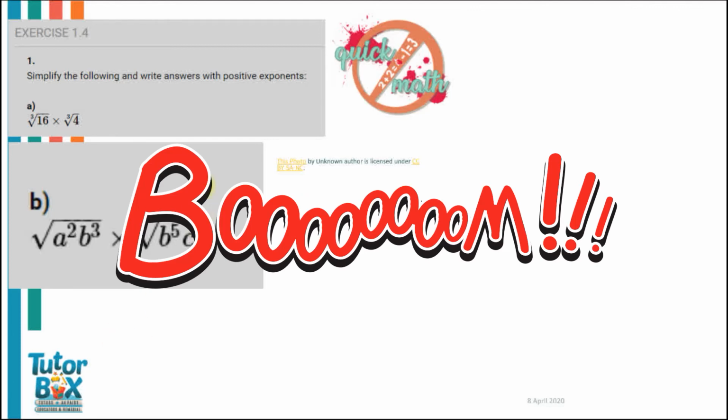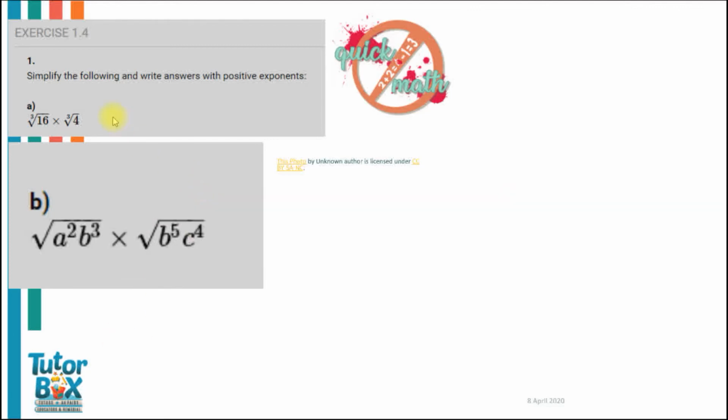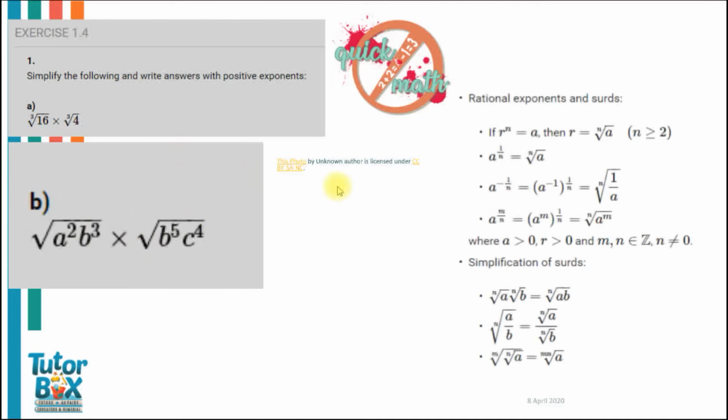Let's just look at it. So it says simplify the following and write answers with positive exponents. So you have the cube root of 16 times the cube root of 4. So you should already see a law that you have to apply there. And then we also have this b here. Okay, let's just look at the memo quickly.